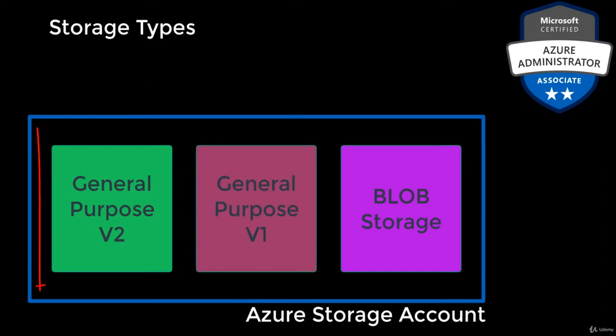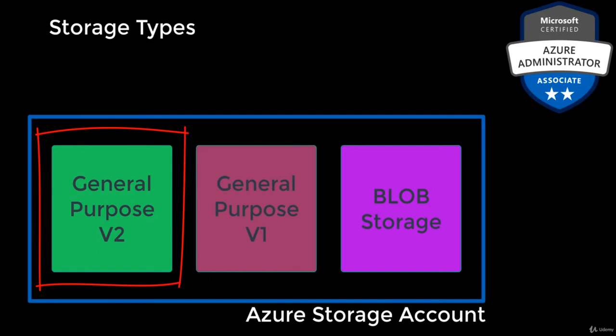Let's talk about general purpose V2 accounts. The general purpose V2 storage account is the latest Azure storage feature, and this incorporates all the functionalities of general purpose V1 and the blob storage account. The general purpose V2 accounts deliver the lowest per gigabyte capacity prices for Azure storage, as well as provide industry competitive transaction prices.